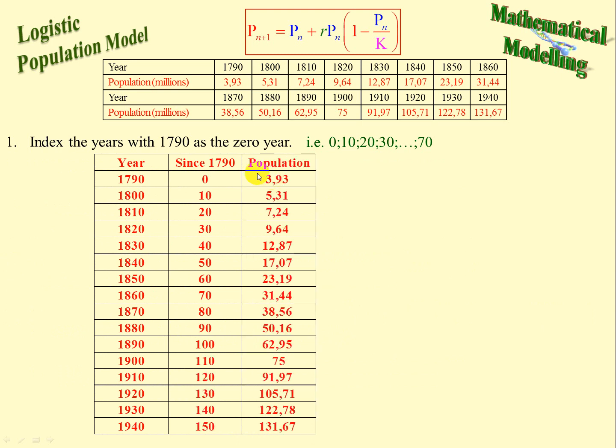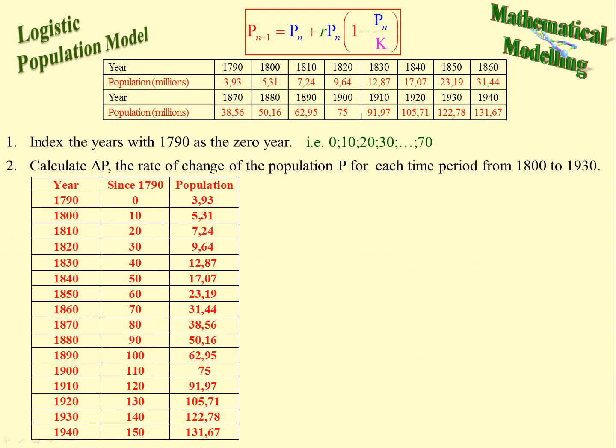So there, the indexing makes it easier to apply in formulae, and there are the populations coming straight off the table. Calculate delta P, the rate of change of population for each time period. In order to calculate a change in a time period, it's like the average gradient. So to find the rate of change in this time period, I'm going to go to either side and find the average of those two.